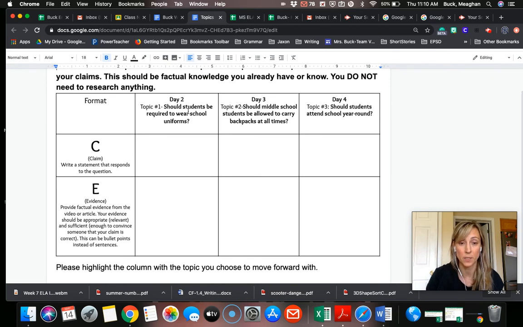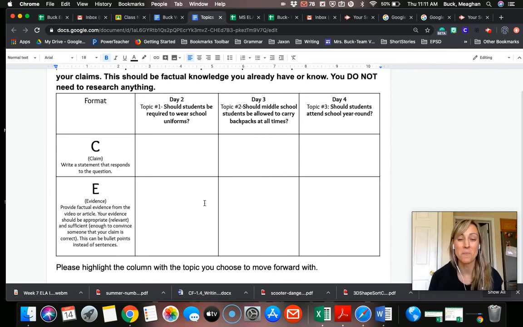Which topic? Topic number 1, topic number 2, or topic number 3. Decide based off of how you feel about the topic. Could you move forward writing about this topic? Is it something that interests you? Hopefully one of the 3 interests you. If not, I'm sorry, but you have to pick one.